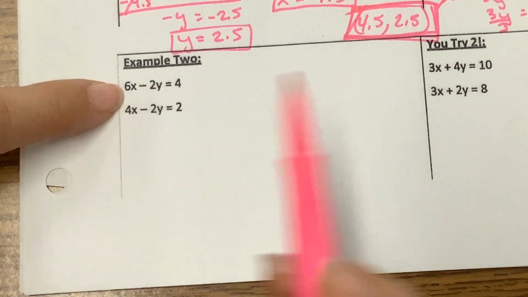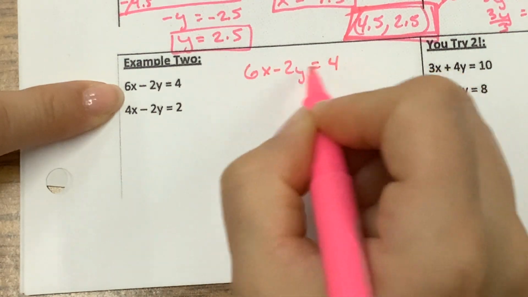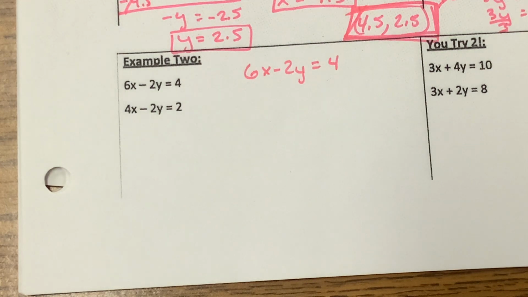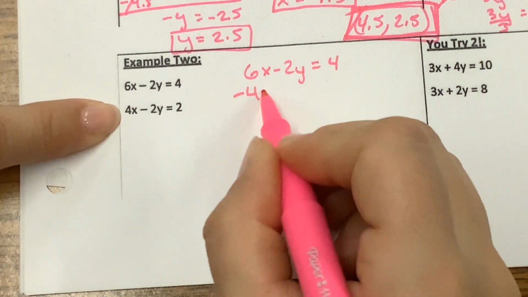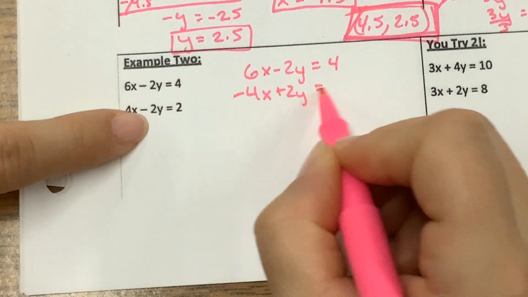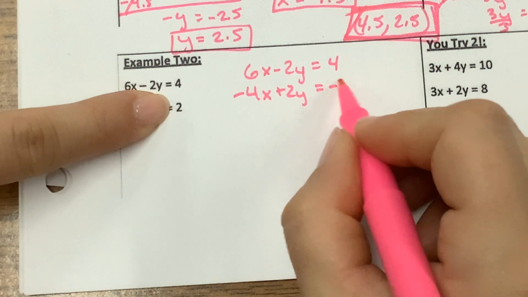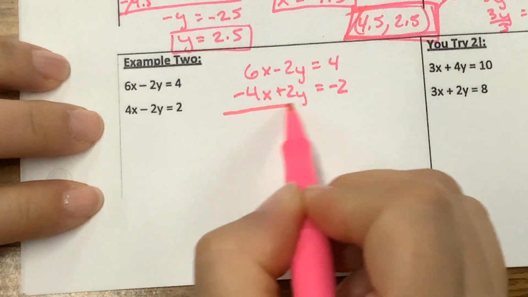Okay, so the top one will stay the same. So go ahead and just copy the top one down. And what's the opposite of positive 4x? And what's the opposite of negative 2y? And what's the opposite of positive 2? Negative 2. And so you just change all of the signs. Now can you eliminate? Yes, now we can eliminate.